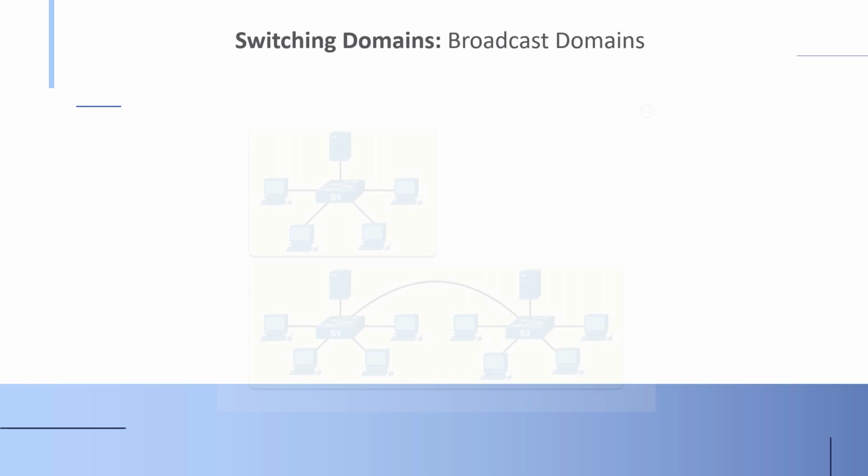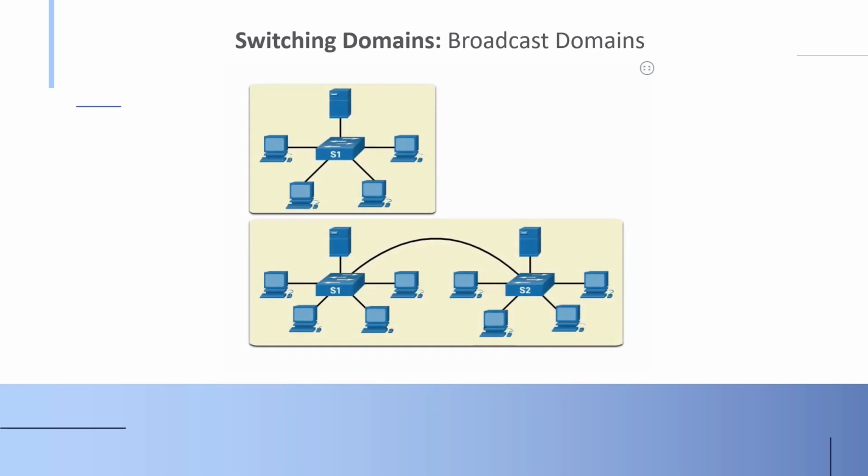And here is an animation that shows the broadcast domain and collision domain. When a switch receives a broadcast frame, it forwards the frame out each of its ports, except the ingress port where the broadcast frame was received. Each device connected to the switch receives a copy of the broadcast frame and processes it.